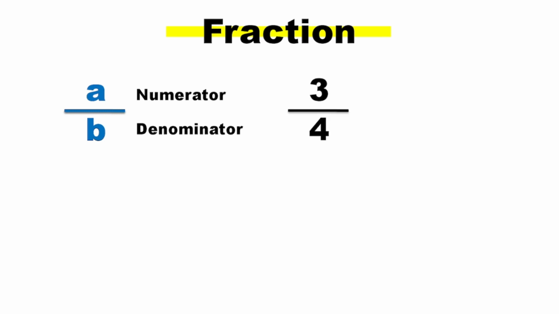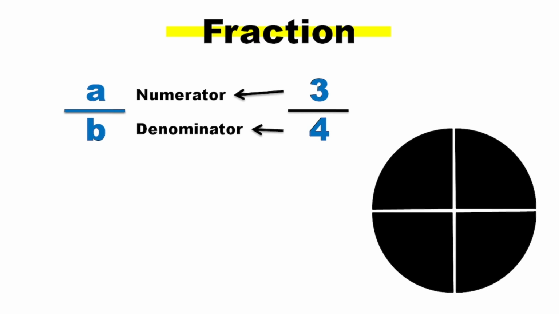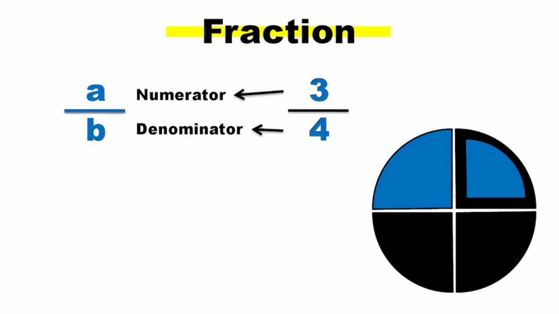Let's look at this fraction for example. In this fraction, 3 is the numerator, 4 is the denominator. This fraction represents 3 parts when a whole is divided into 4 equal parts.